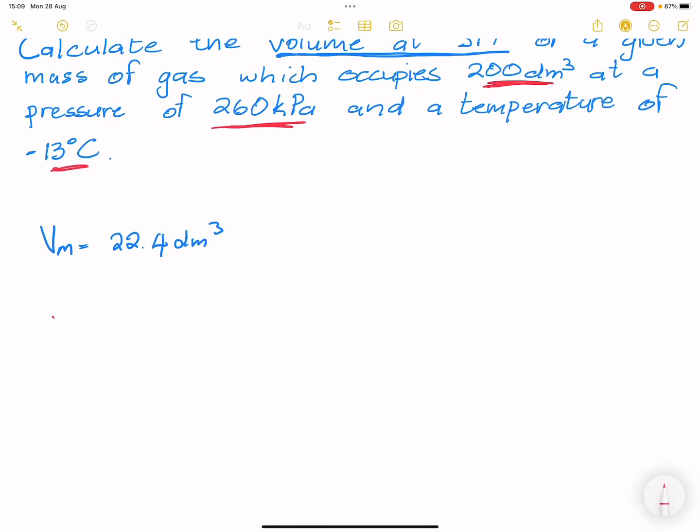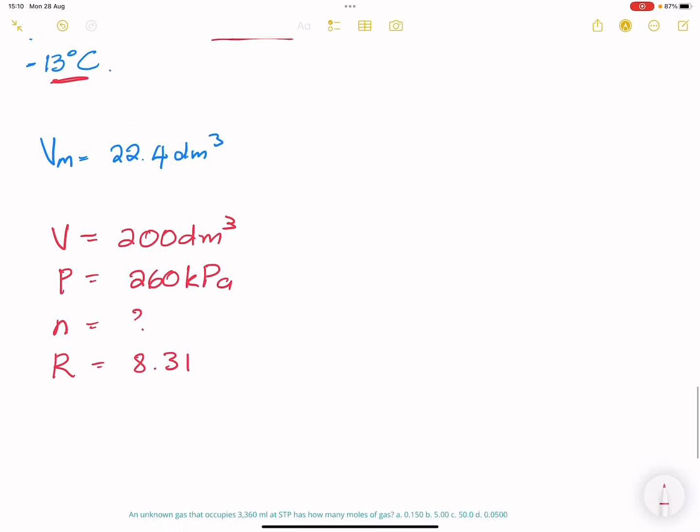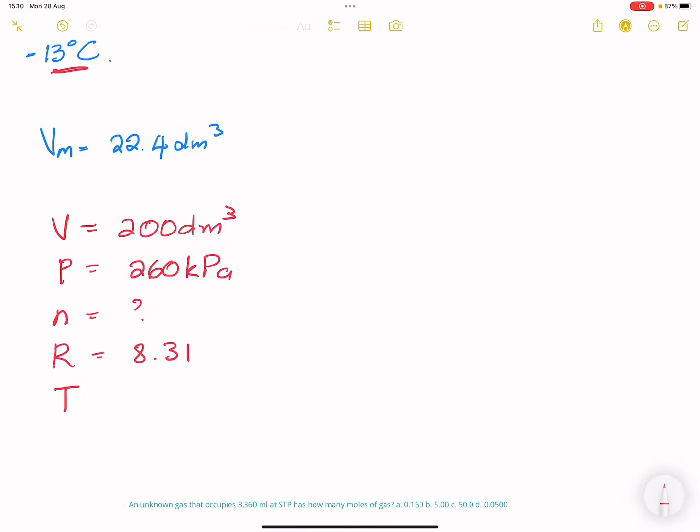So what do we know? We know that the volume that it occupies is 200 cubic decimeters when the pressure is 260 kilopascals. I always take my cue from the pressure. Because my pressure is in kilopascals, I am definitely going to have my volume in cubic decimeters, which means they are in the correct units. Now the number of moles, that's what we're looking for, and of course our ideal gas constant, which is 8.31, and the temperature.